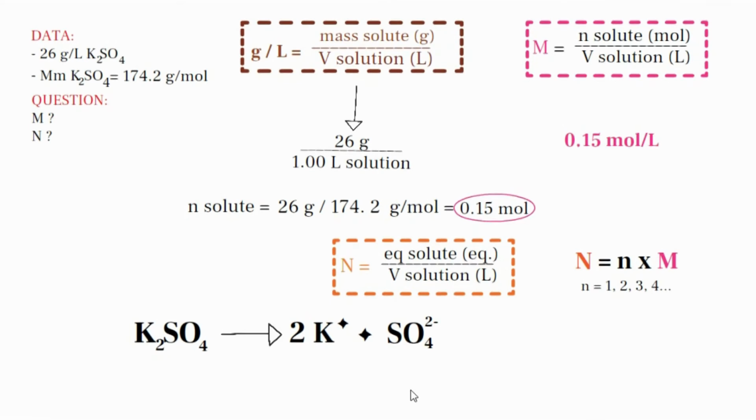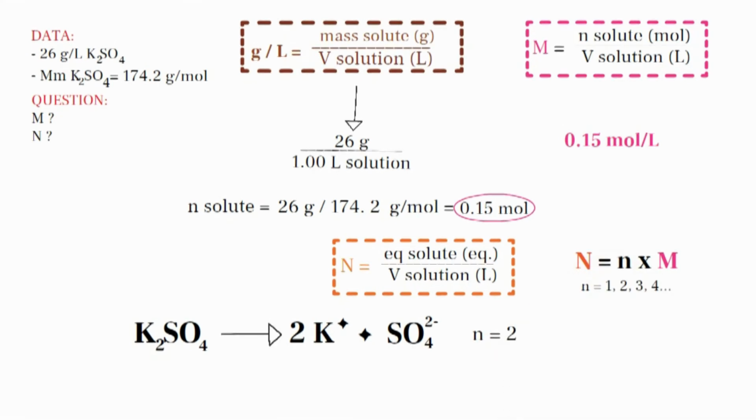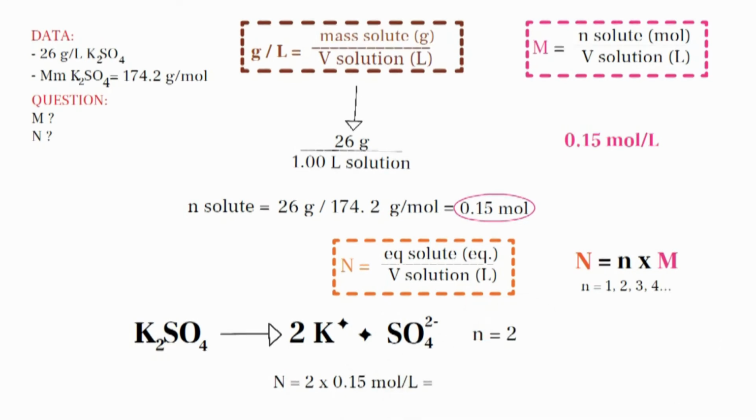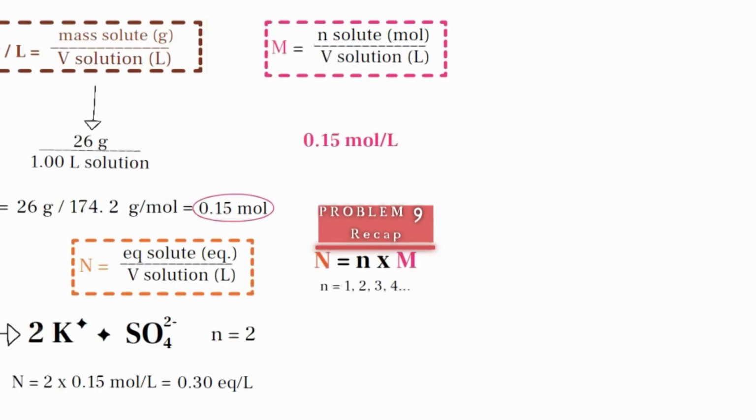I would like to remind you that n is related to the charge released in solution, or can be related to the number of electrons if a redox reaction is happening. So n in our case is 2. Now it's very simple to calculate normality. It's just 2 times molarity, which is 0.13 equivalent per liter. So also this problem is done, and now let's move on to the last one.